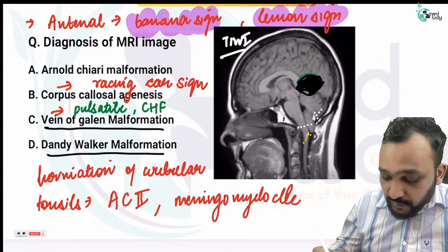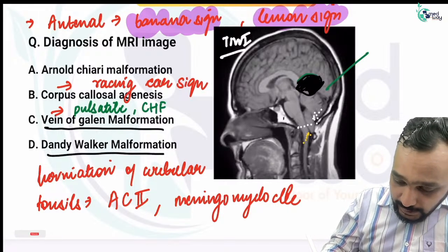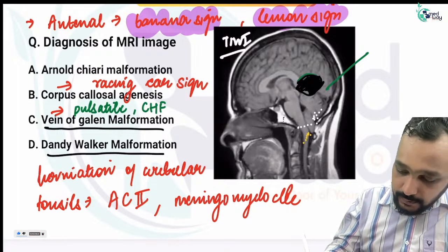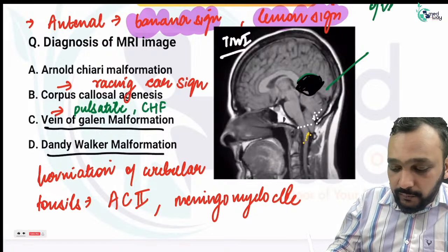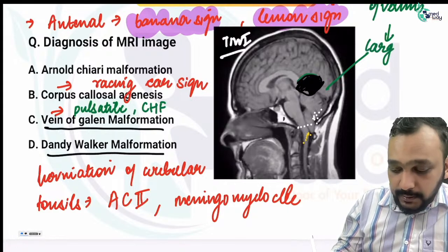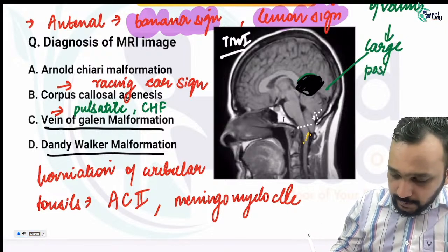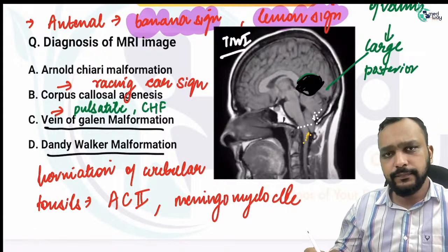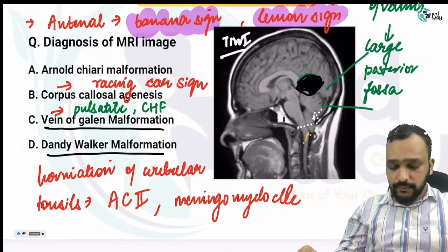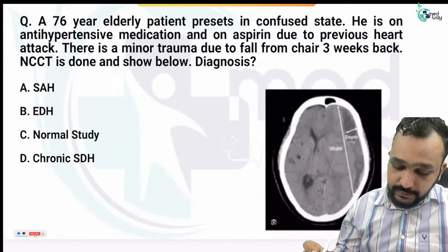And in Dandy-Walker malformation, you will see that there will be hypoplasia of the vermis, and because of hypoplasia of the vermis, you will see a large posterior fossa, and you will see cystic areas within the posterior fossa. That will be your Dandy-Walker malformation, right?